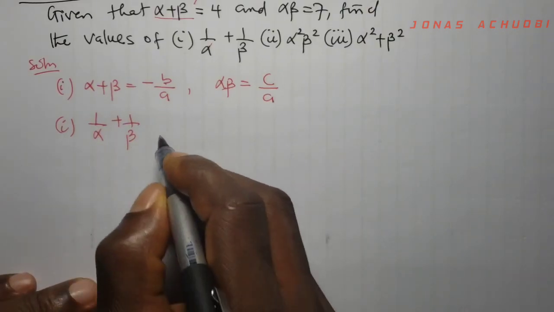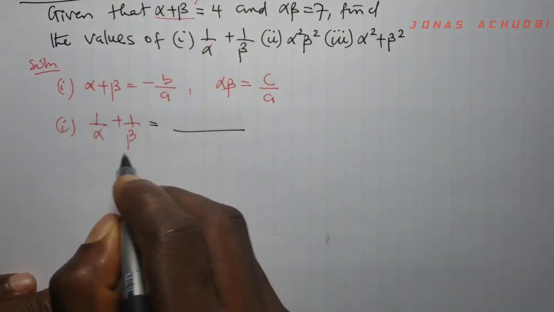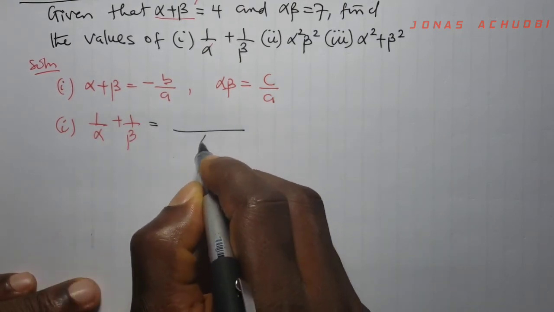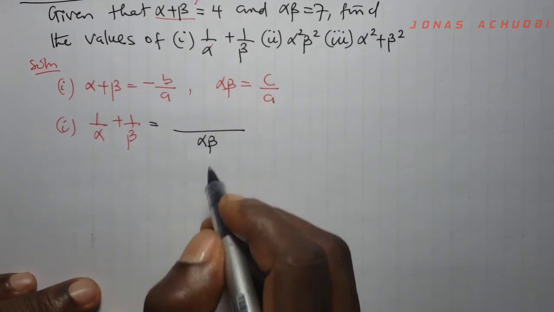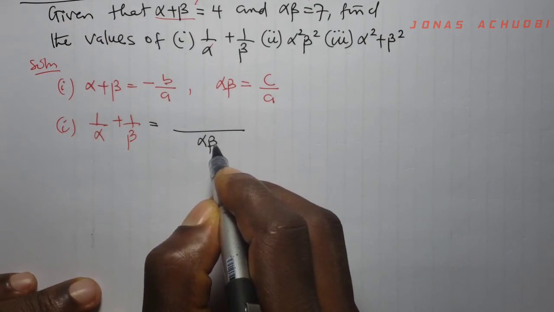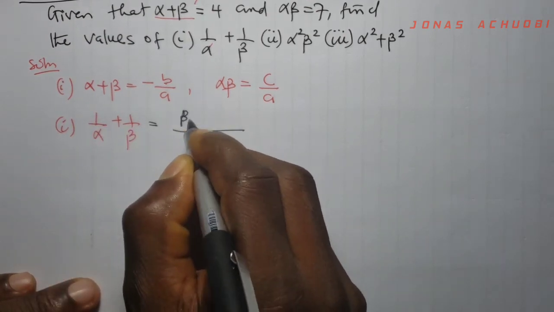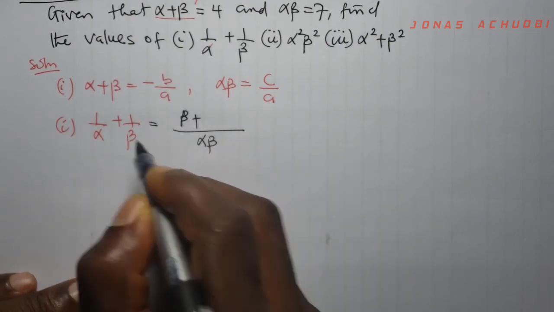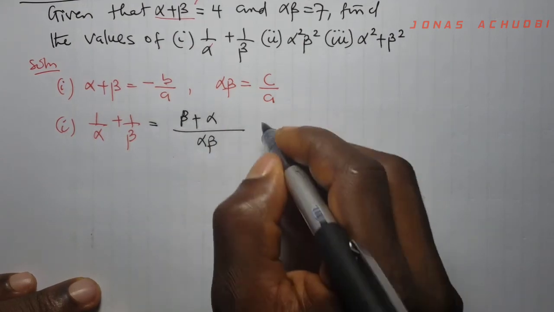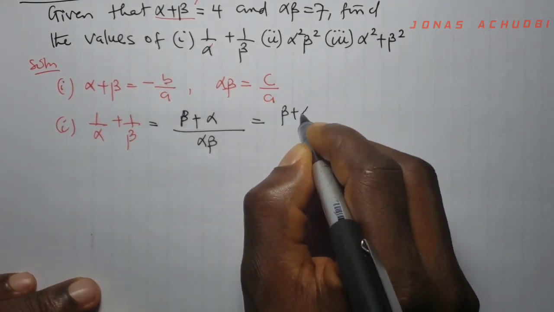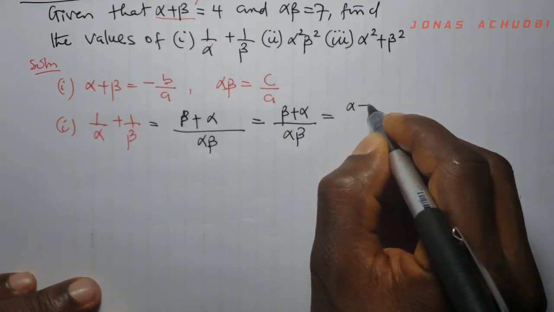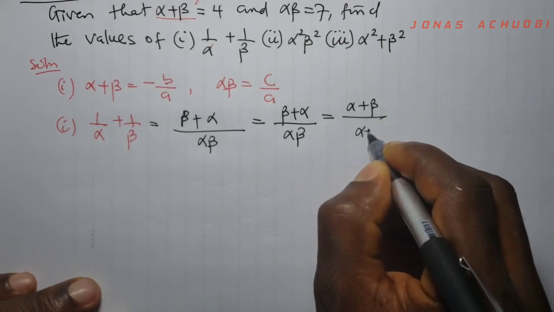So the first thing we shall think of here is taking the LCM. The LCM of alpha and beta is alpha beta. So if alpha beta divides alpha, alpha and alpha will knock off and we have beta left, and beta times 1 is beta. Plus, if alpha beta divides beta, beta is gone, alpha is left, alpha times 1 is alpha. So what we have now is beta plus alpha all over alpha beta, which we may rewrite as alpha plus beta all over alpha beta.